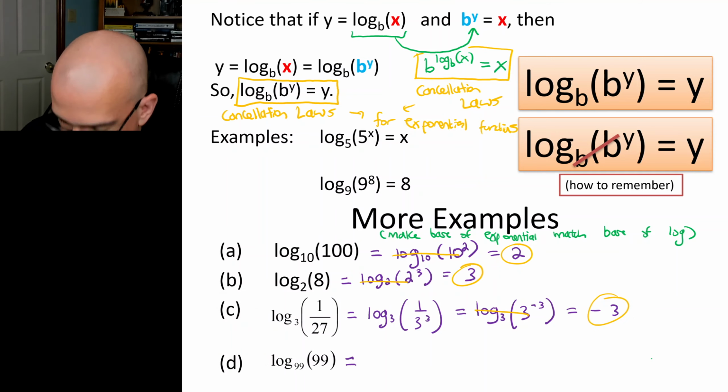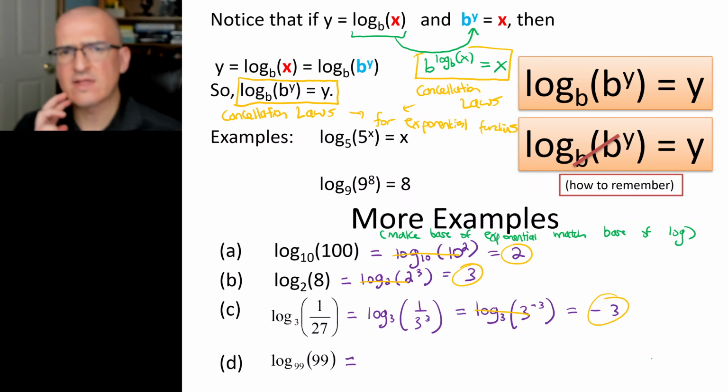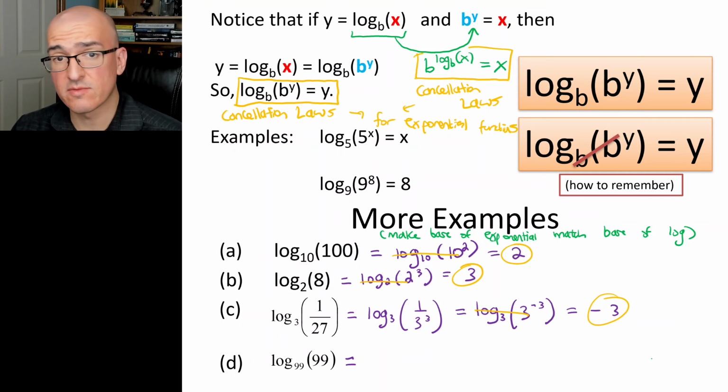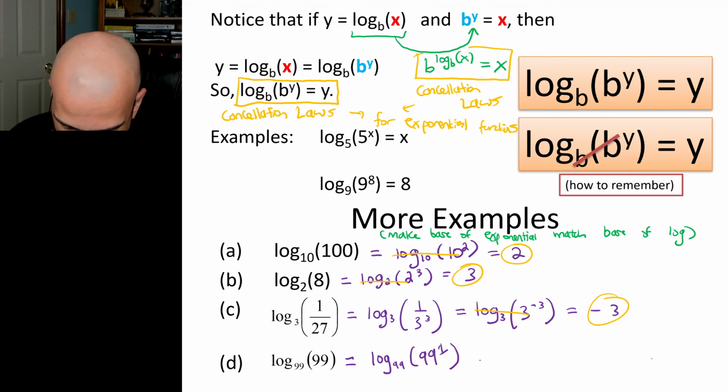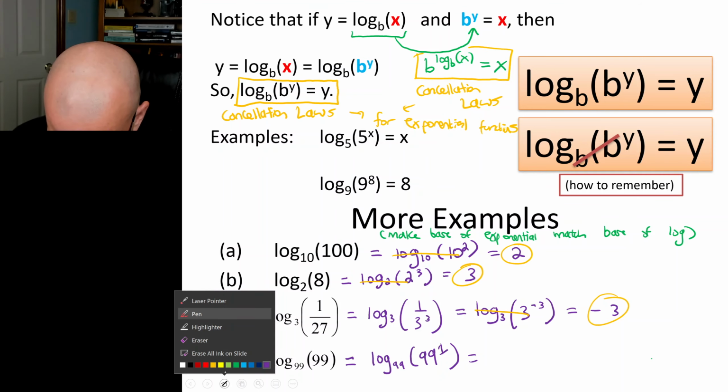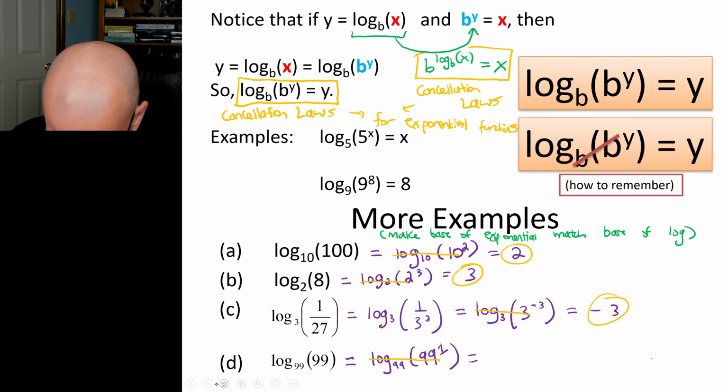And the last one. What do we do here? How do we cancel? Because there's no power, right? But there is. If there's no power on a number, what power is always there? The answer is 1. 99 to the power of 1. So we can cancel, and we're left with just a 1.